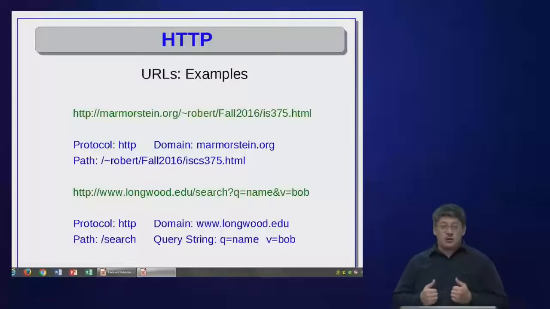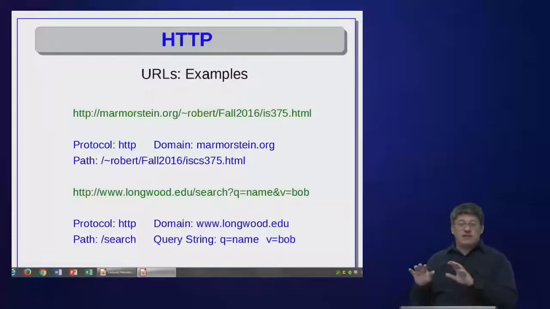This actually comes from Longwood's web page. There's a little search bar that lets you search for faculty members by name. So if you search for Bob in that bar, this is the URL that it generates. And it gives you a list of all the people at Longwood whose first name is Bob.